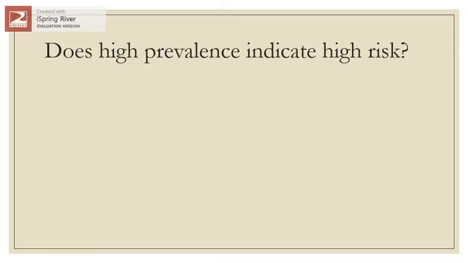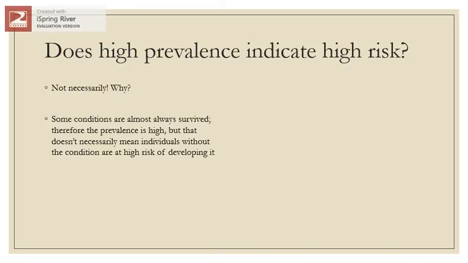So when we think about disease, here's a question for you that will help you measure whether you're understanding these principles. Does high prevalence indicate high risk? If a disease is very, very common, does that mean that you're at high risk of developing that condition? The answer actually is not necessarily, and I want you to think about why that might be. In what scenario would high prevalence not indicate high risk? It can, but it doesn't always.